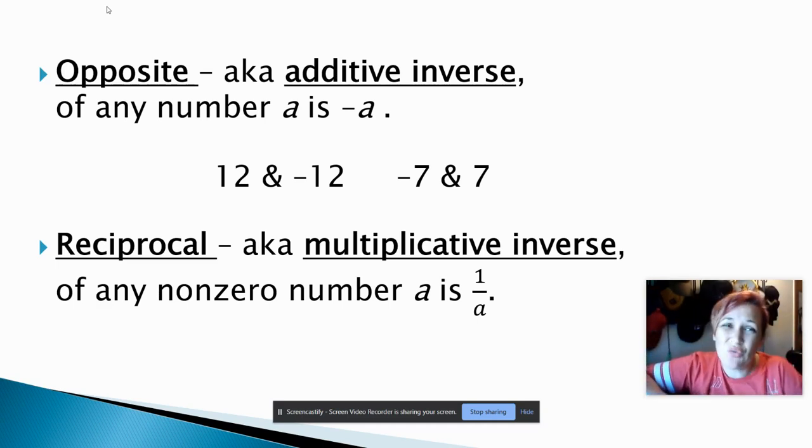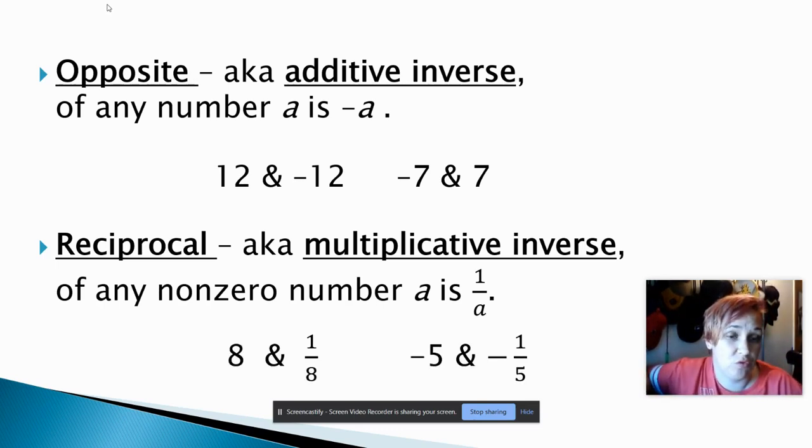Reciprocal has absolutely nothing to do with the sign of the number. In fact, the sign of the number will stay the same. The only thing that changes is the position of the numbers, okay? The reciprocal is also known as a multiplicative inverse, and again, we'll talk about that in a couple of slides. Here are some examples of reciprocals.